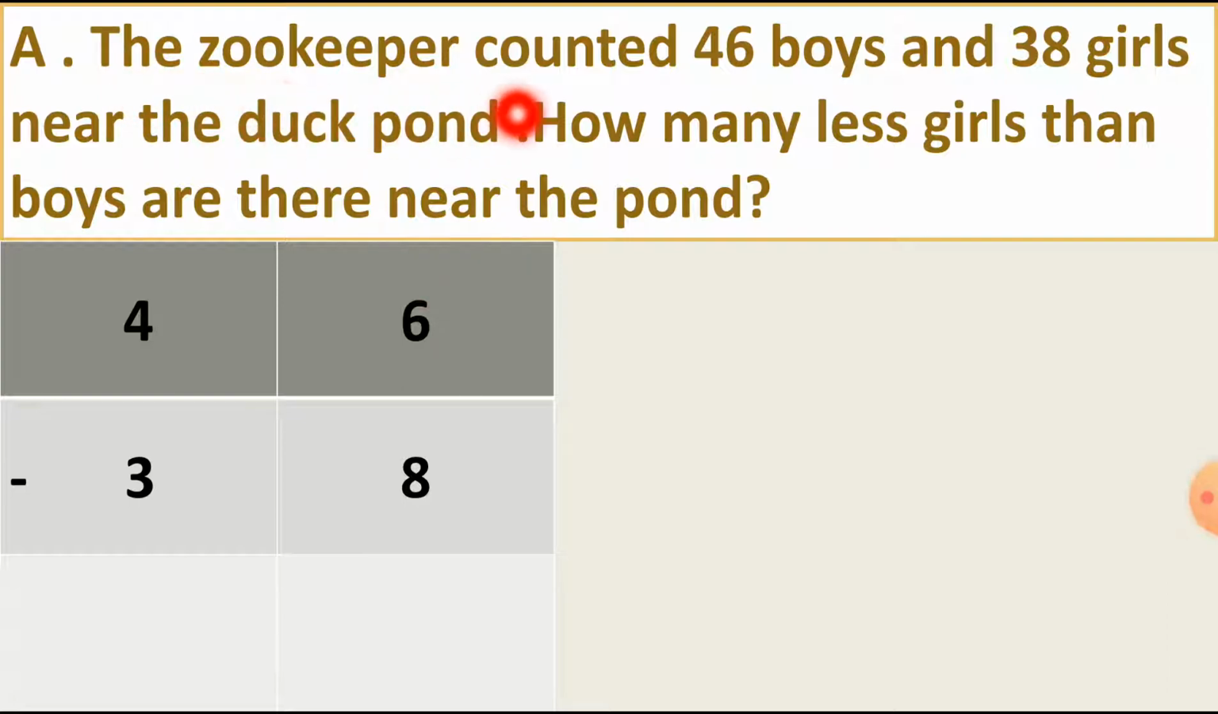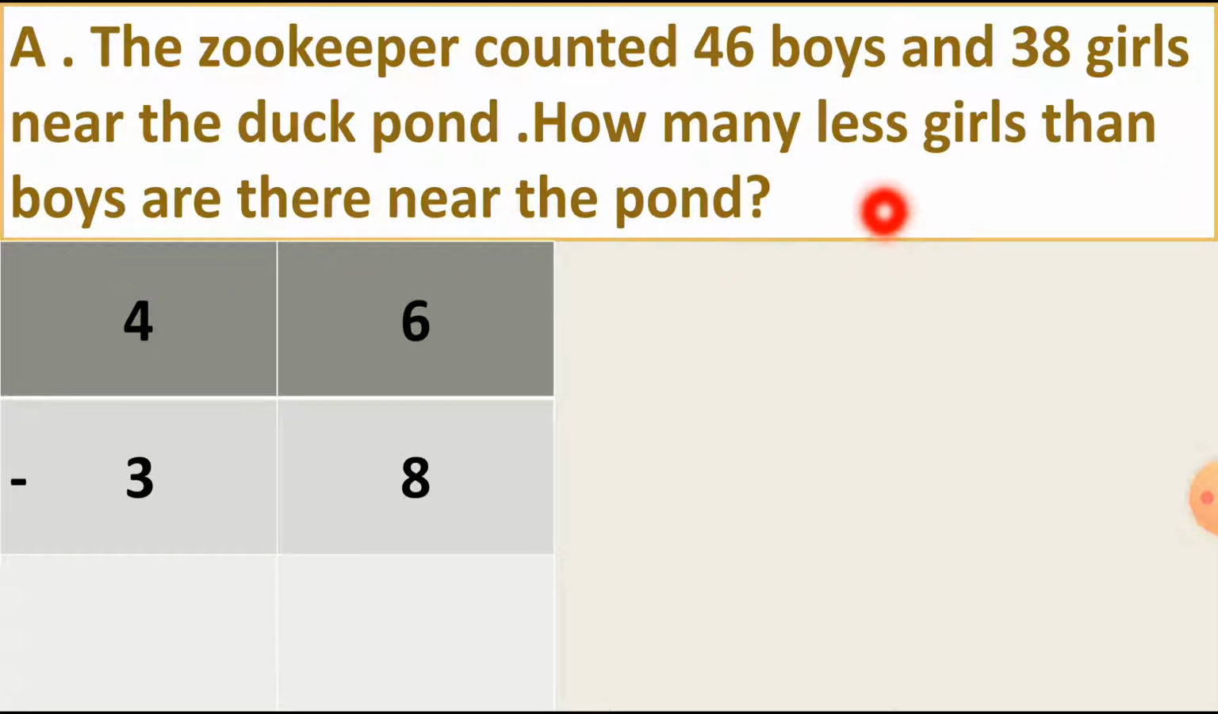The zookeeper counted 46 boys and 38 girls near the duck pond. What is the duck pond? I will show you in the picture, but let's solve this sum first. So the zookeeper counted 46 boys and 38 girls near the duck pond. So how many less? See, this is how many less. This indicates the minus, the subtraction operation. So how many less girls than boys are there near the pond?